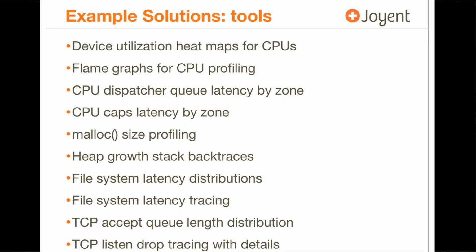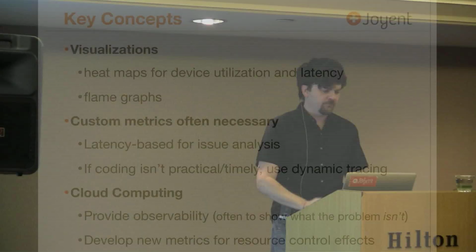Some of the example tools I went through, and if I had more time, I'd go through more tools, but I picked these so that they were across the board: CPU, memory, disk, network. I did the device utilization heat maps for CPUs, flame graphs for CPU profiling, and so on. And some really cool ones are like the heat maps for stack back traces, which is very useful. The file system latency tracing, ZFS slower, proving to be very useful. Digging into TCP and getting kernel state, very useful.